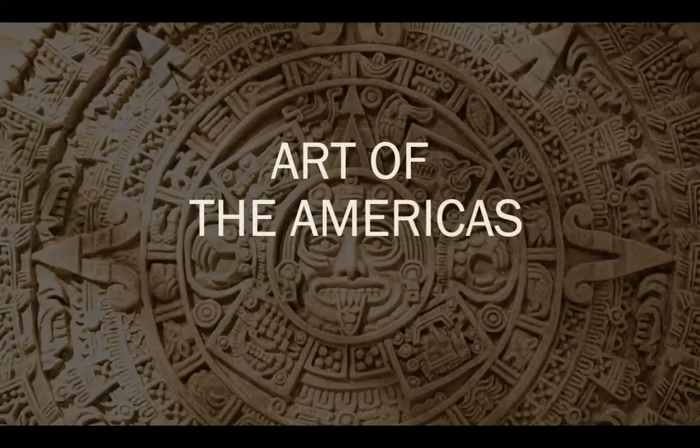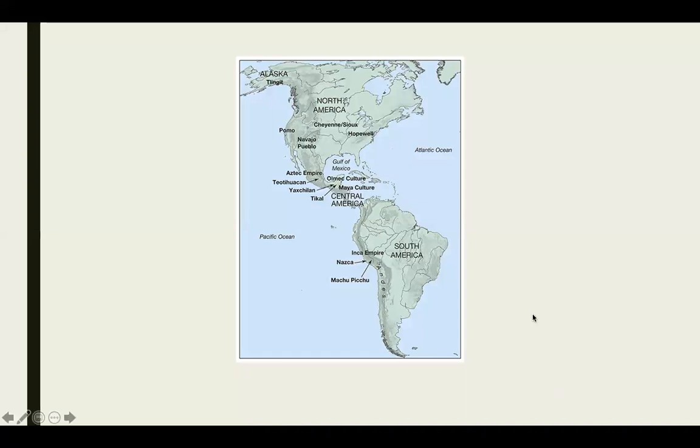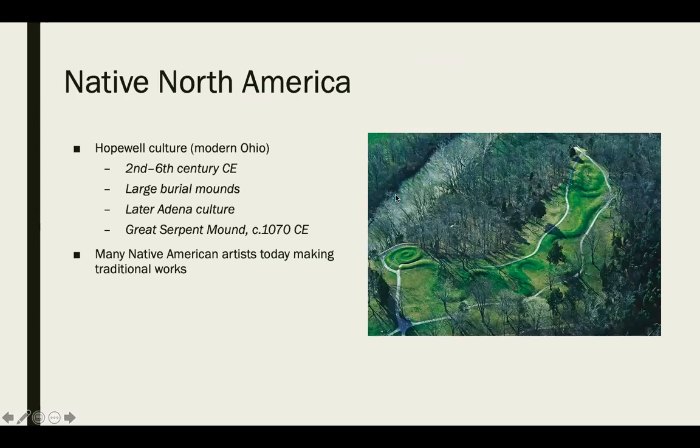Alrighty, lastly, we're going to talk about the art of the Americas. So this is our map for this, if you'd like to look back on it. It's both Americas, so we'll talk about North America and all the tribes there, and then we'll talk about Mesoamerica and then some South America as well. So I'm going to divide this into different tribes or groups and where they were located as far as the map goes.